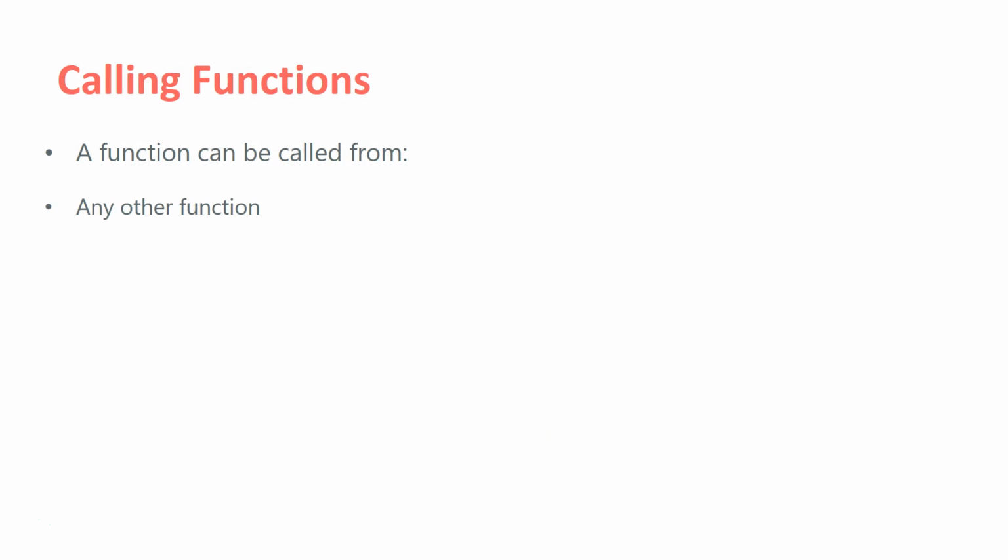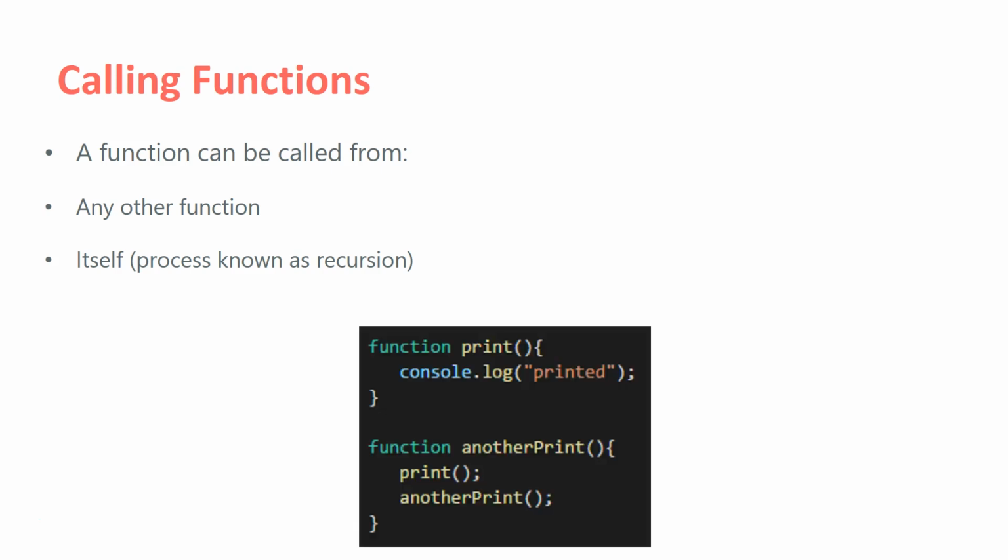A function can be called from any other function, and a function calling itself is known as recursion as well. And here's an example. I have my function print, which prints with console.log. And I have a function another print, which first calls the print function, and then calls itself as well, which is recursion.